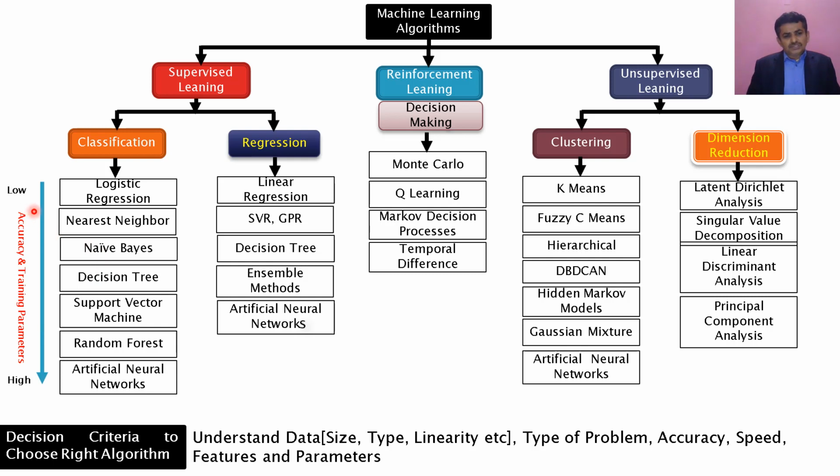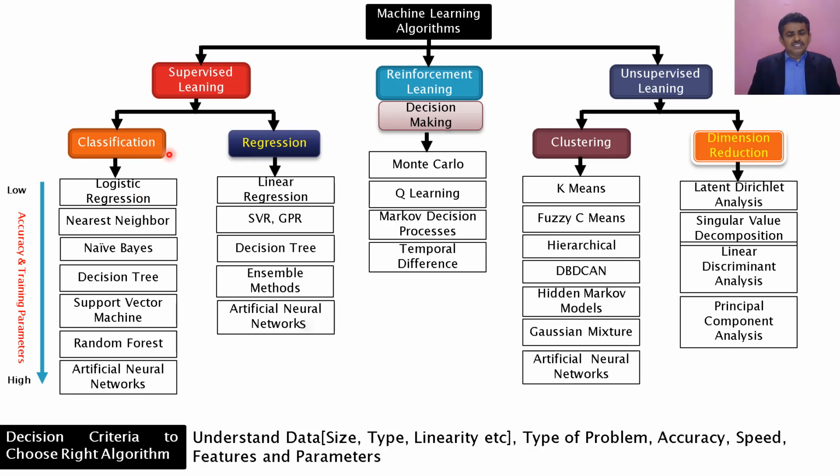I have also shown that as we move from up to down, the accuracy and training parameters of the models may increase. Logistic regression, nearest neighbor, and naive Bayes have fewer parameters, while decision trees, support vector machines, random forest, and artificial neural networks have a higher number of parameters, and we can obtain high accuracy using these classifiers.